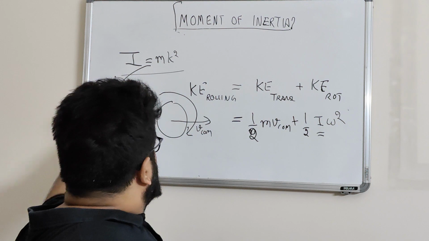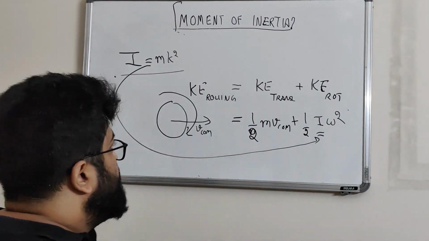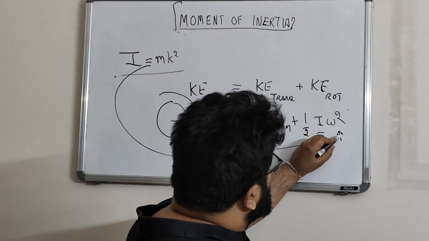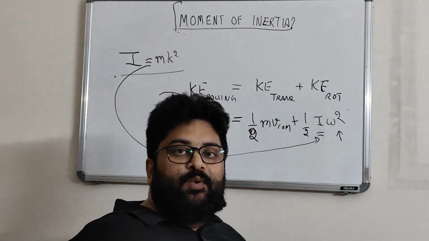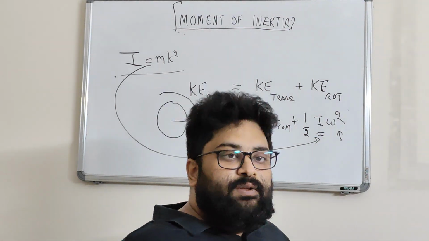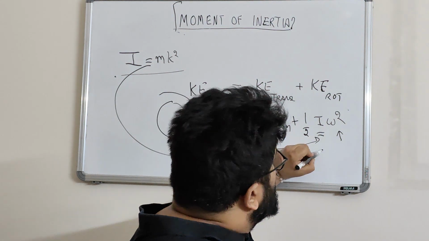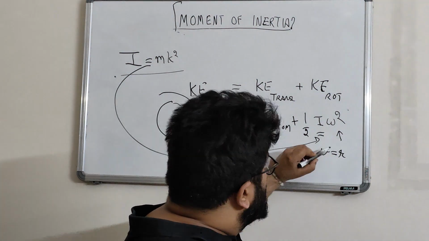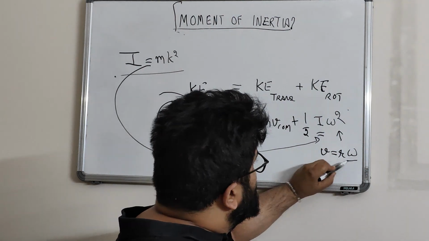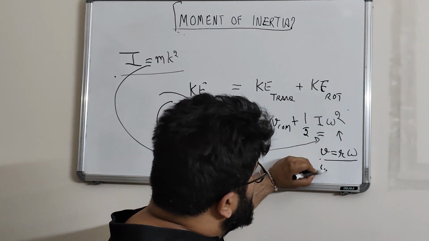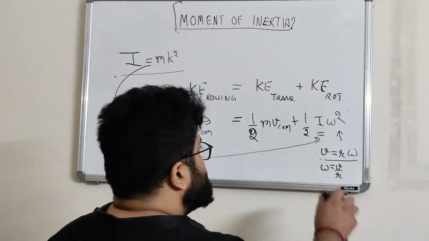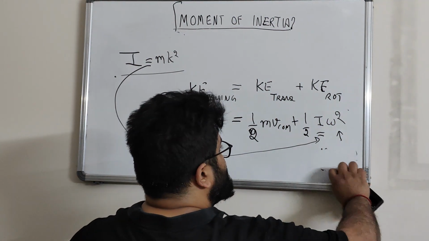Now if you enter this into this and input the relation of the angular velocity with the linear velocity, that is, linear velocity is equal to r multiplied by omega, so omega becomes v by r, right? So omega square will become v square by r square.